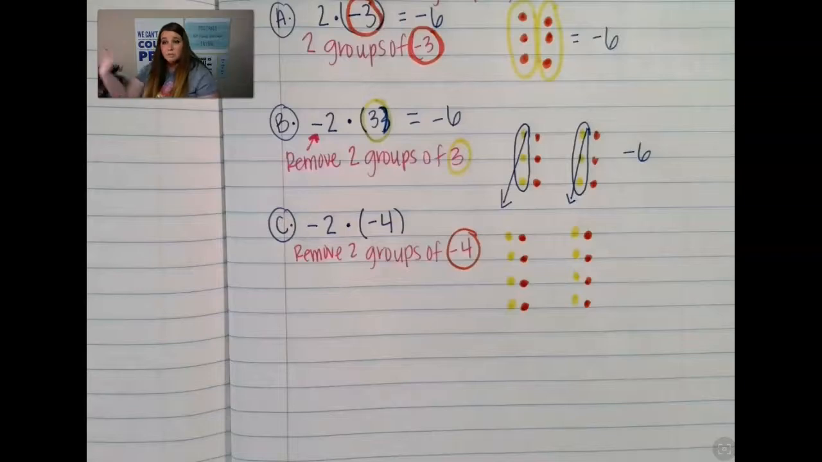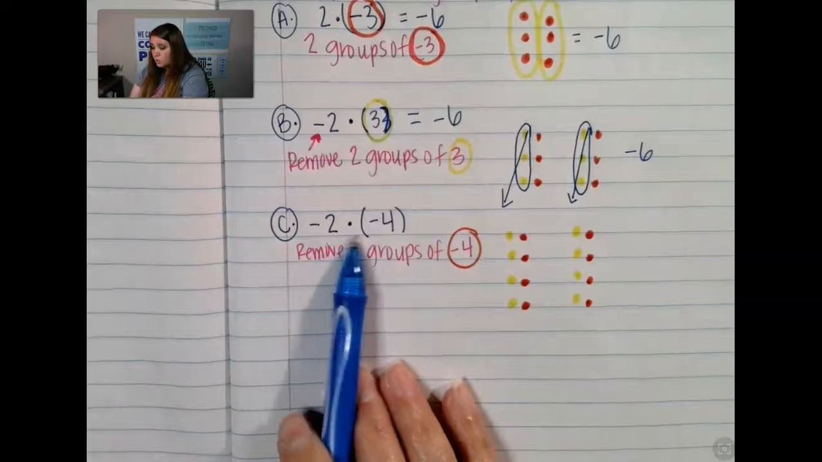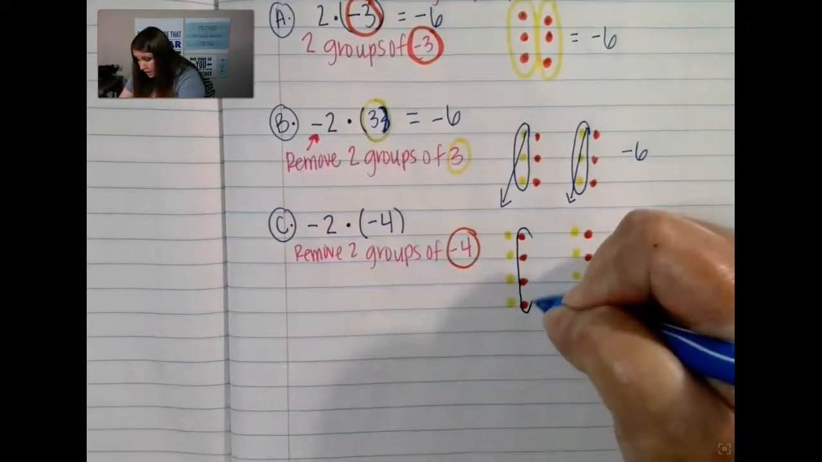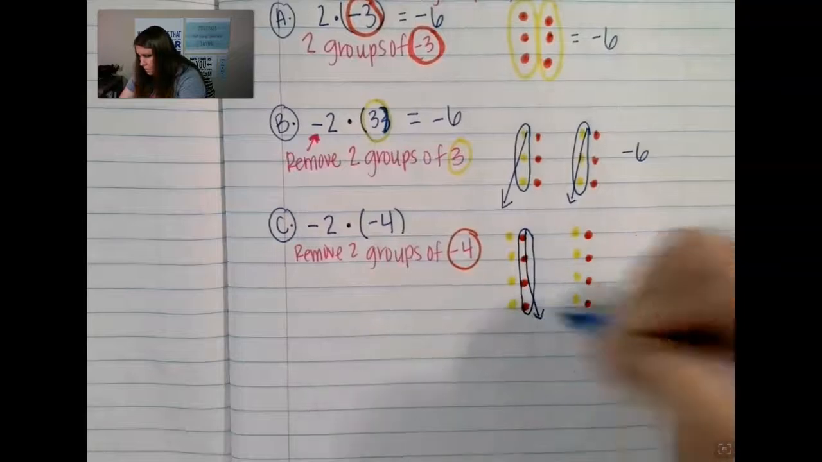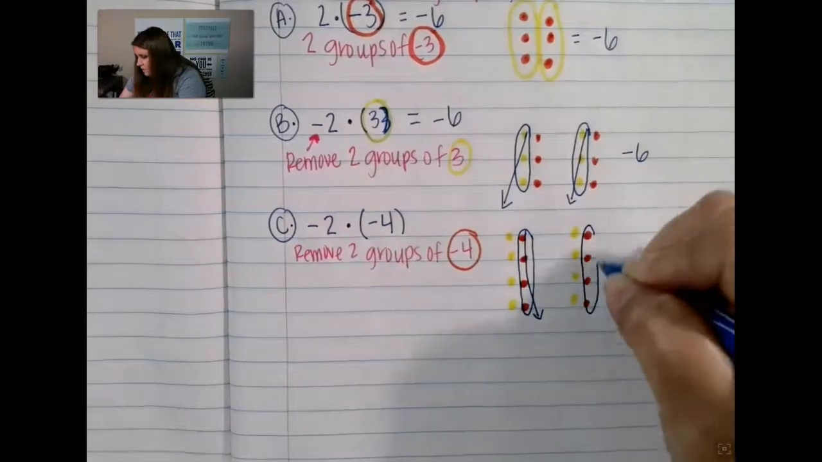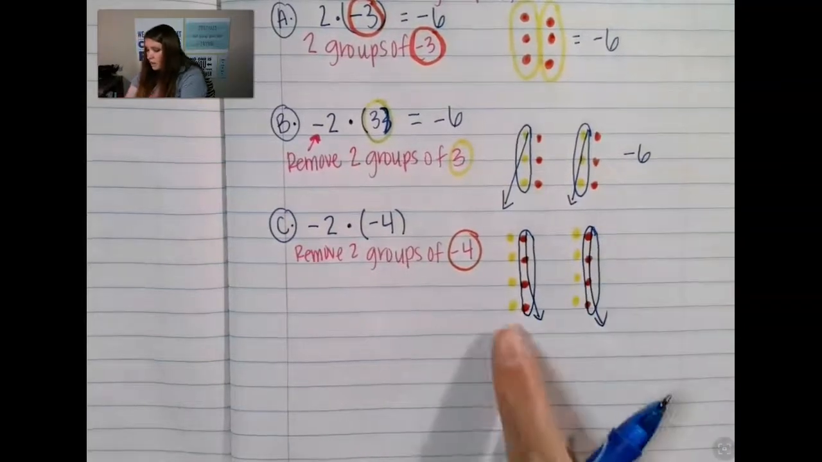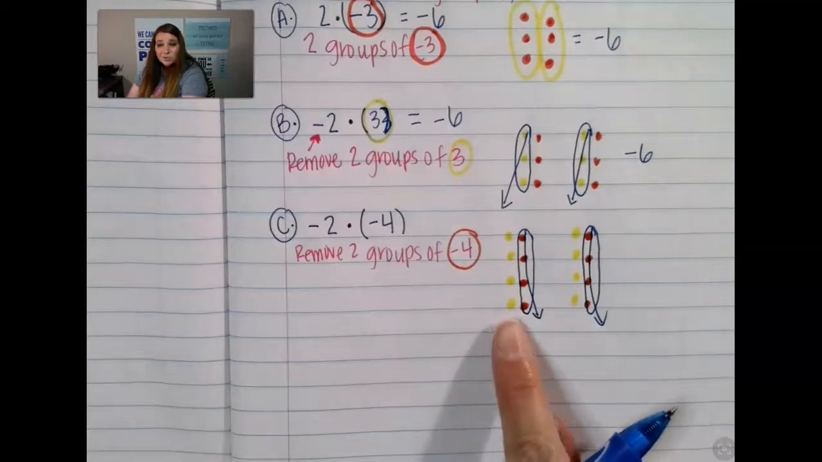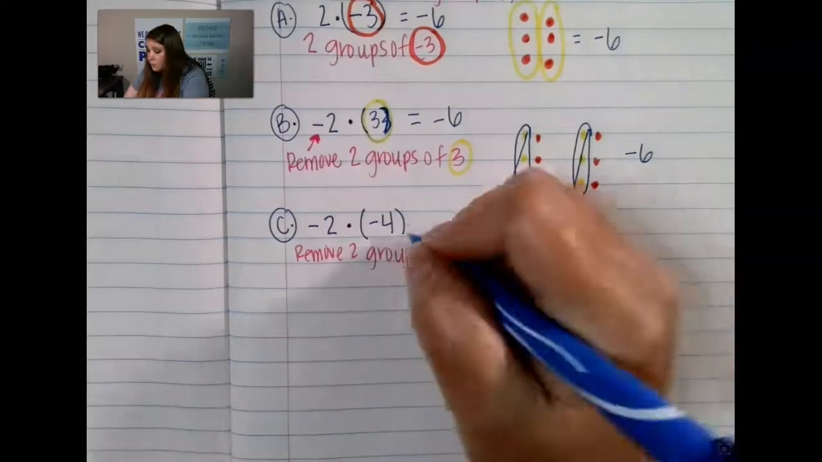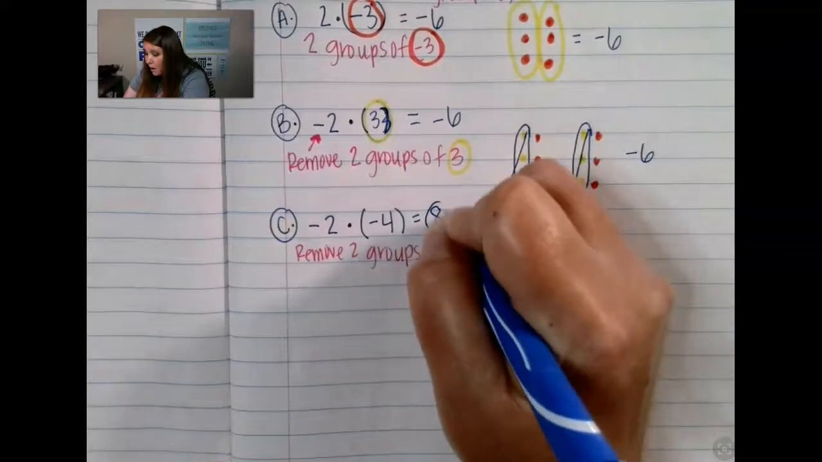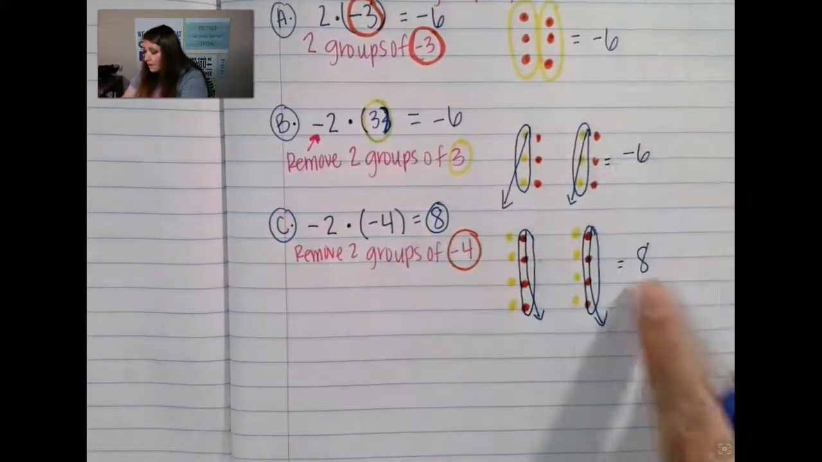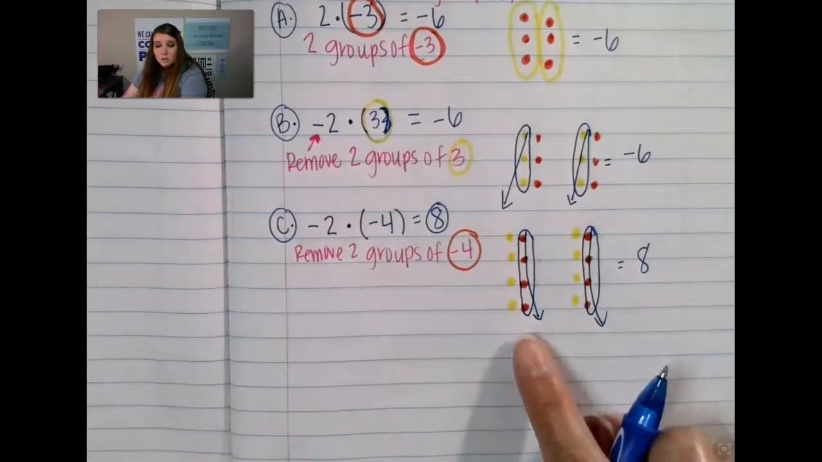Now I need to remove all of the negatives. So I need to remove 2 groups of negative 4. Well, this side is negative and that side is negative. If I remove this negative, boom, that's gone. And I remove these negatives, those are gone. All that's left is positives. I have 2 groups of positive left for a grand total of positive 8. So this equals a positive 8 because 8 chips are left.